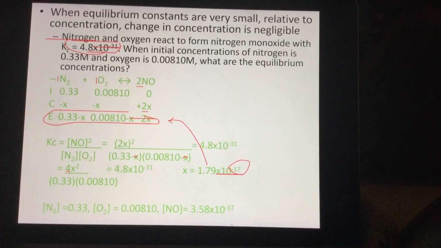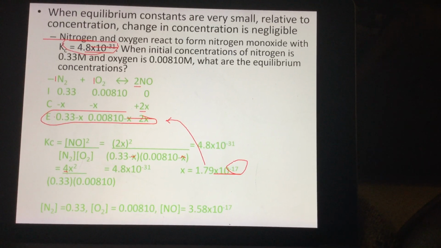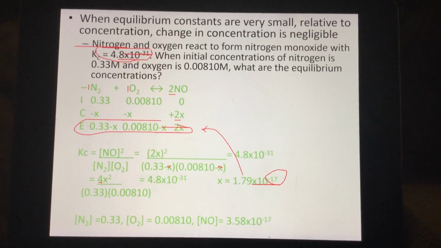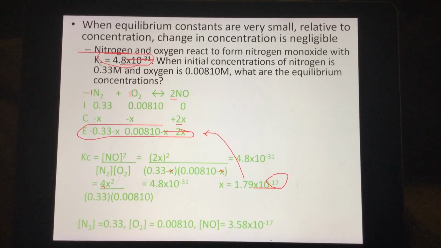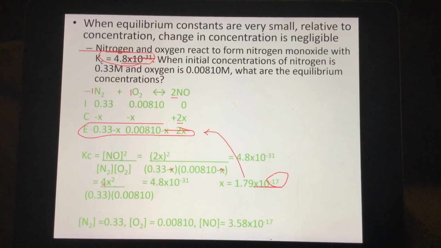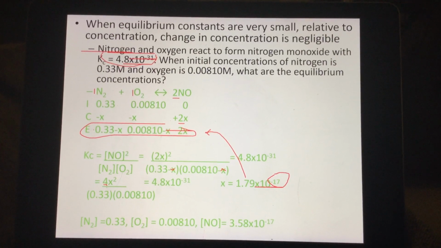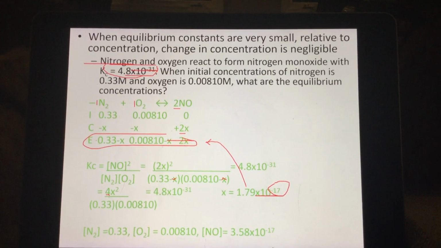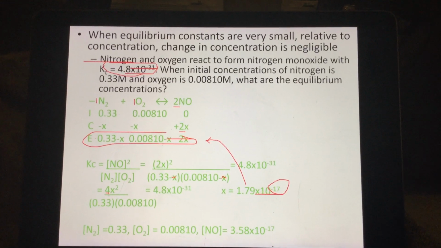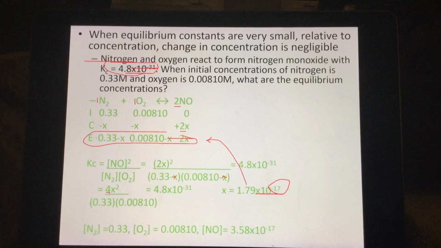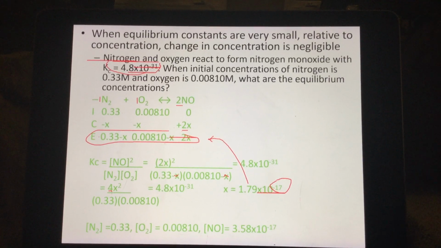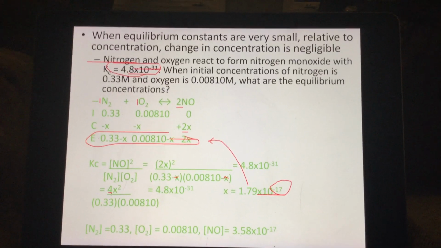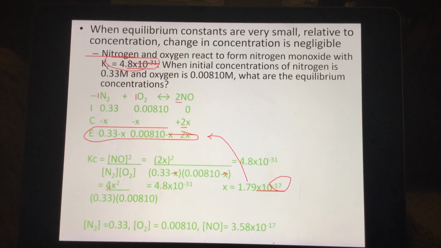So at equilibrium, we can say that the nitrogen's concentration is still 0.33, oxygen's concentration is still 0.0081, because again, even if we subtracted this X from it, it's not going to change this value. And then to figure out the nitrogen monoxide's concentration, we multiply the 1.79 times 10 to the negative 17th by 2, because we have 2x here, and that gives us a concentration of 3.58 times 10 to the negative 17th.